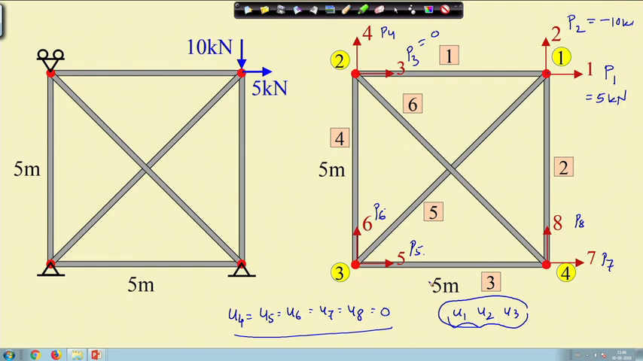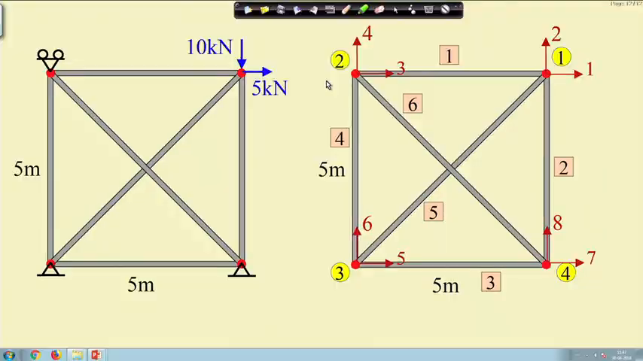For that we need to find out the support reaction. So essentially we have to find that out at the end of the day. So this is the information about the degrees of freedom we have, and this is the information about the loads on the structure we have, and we have to use this information to get the solution.